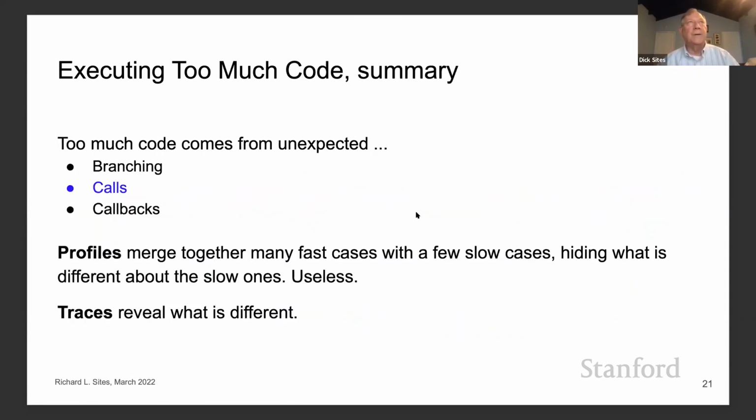So to summarize, executing too much code comes from branching. You have some if statement that doesn't normally happen, and then in the slow case, it does happen, and there's a whole bunch more code executed. Or calls that you didn't expect to happen, or callbacks. And the thing I want you to go away remembering is that profiles merge together lots of fast cases with the slow cases, hiding what's different about the slow ones, and therefore useless. Traces reveal what's different.